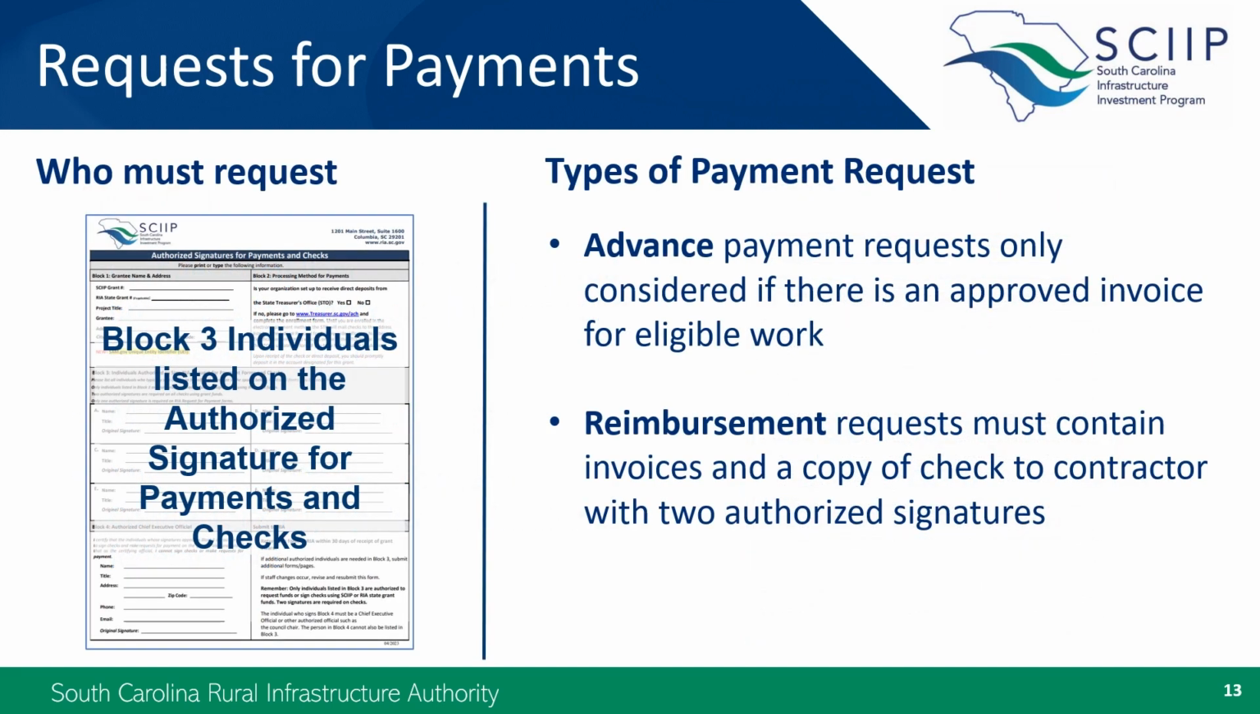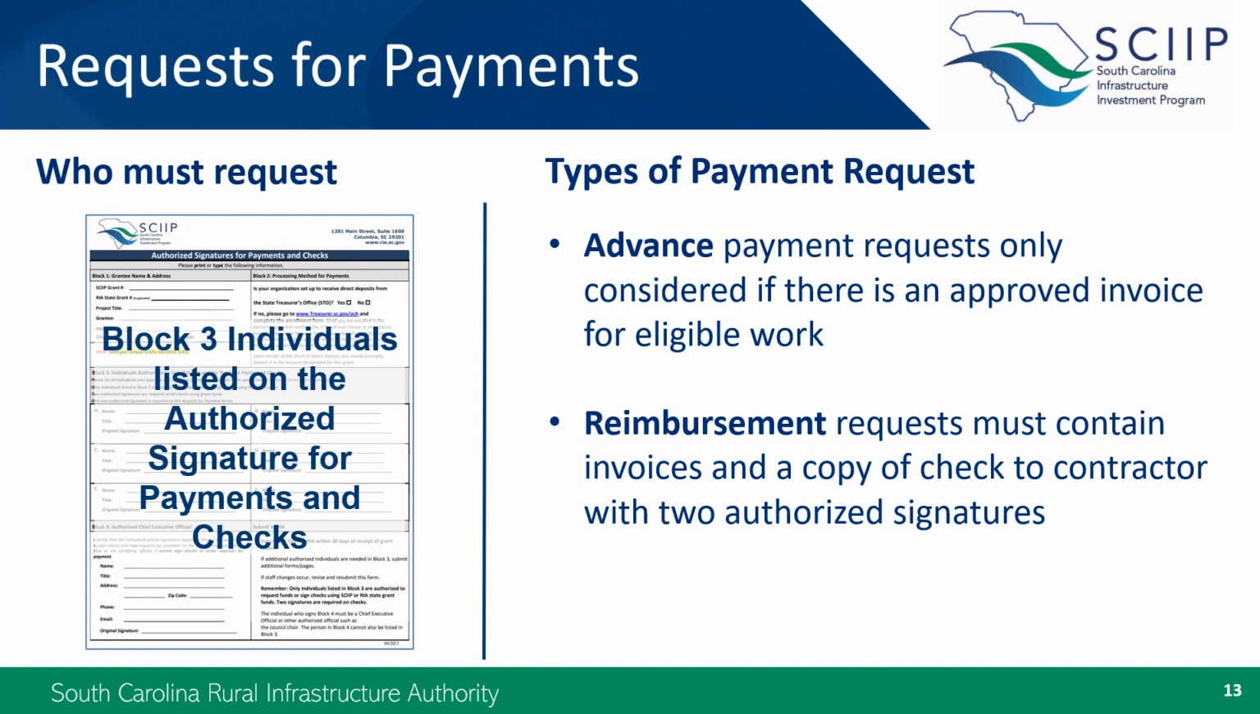Now, as I mentioned earlier, the grantee must submit the authorized signatures for payment and checks form, which includes a list of all authorized officials that are able to request SCIIP funds and sign checks for the expenditure of SCIIP funds. One of these designated persons, as listed in Block 3, must sign the RFP.